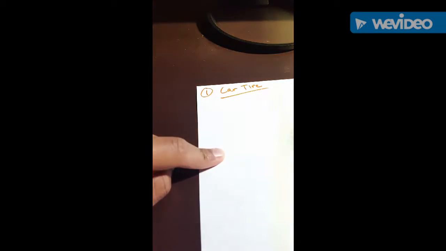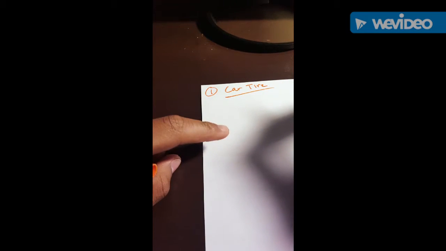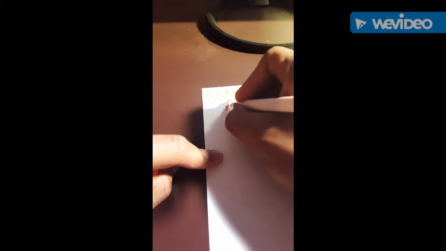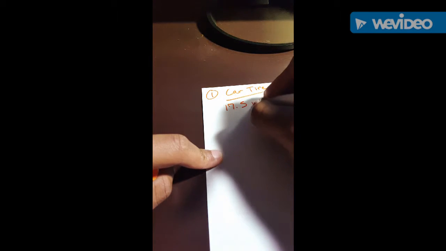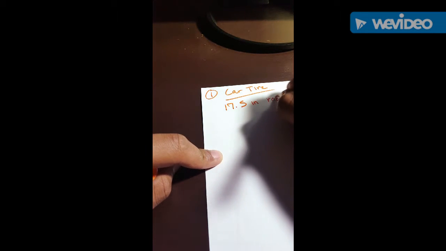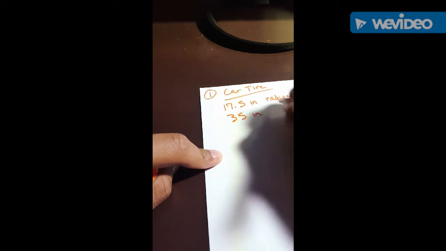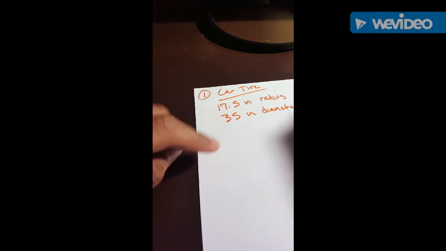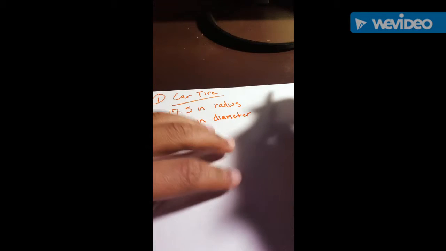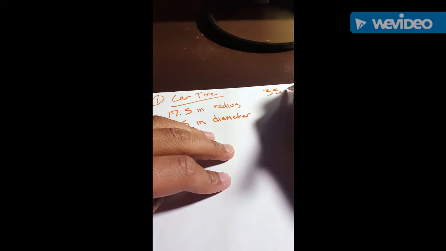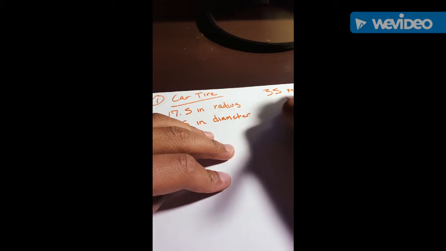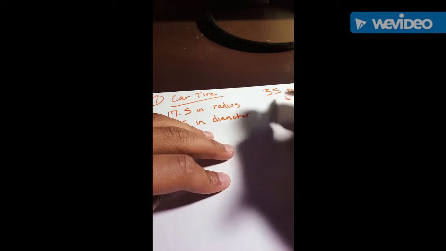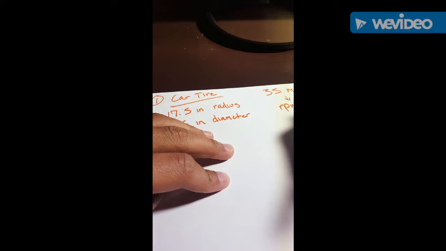So in order to figure out how to do this, first you need to find out the radius and diameter of the car tire. In my example, 17.5 inches is the radius for the tire, which is 35 inches for the diameter. What we're trying to do is get the car speed, which is 35 miles per hour, and we're going to get that to RPM, which is revs per minute.